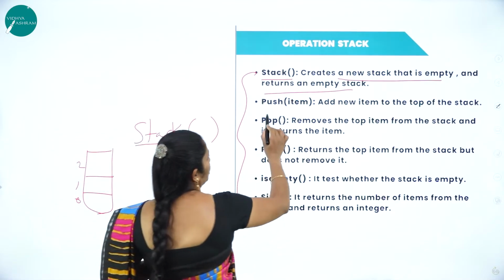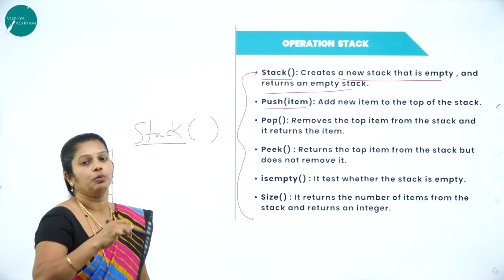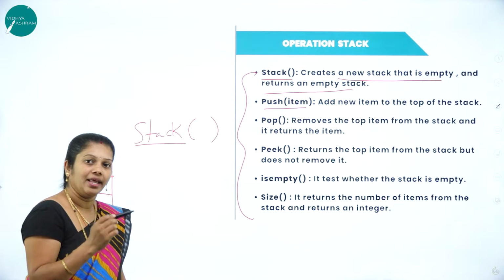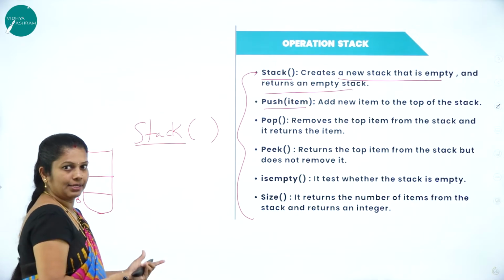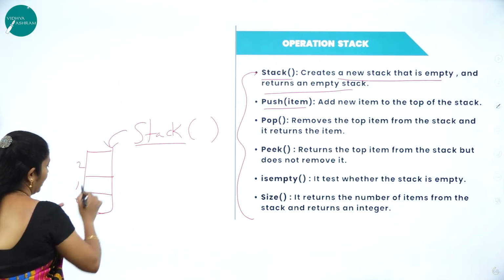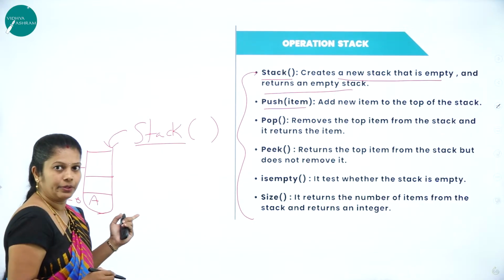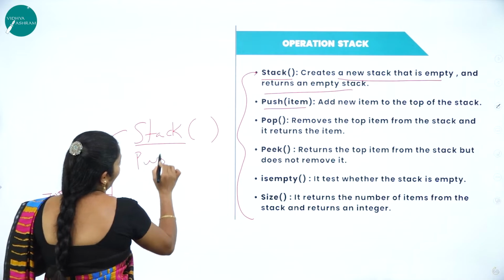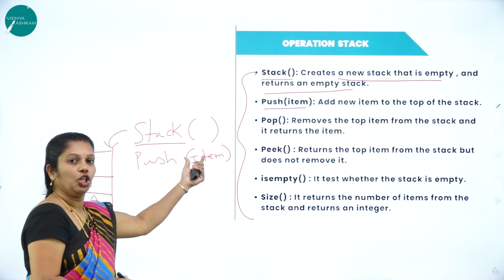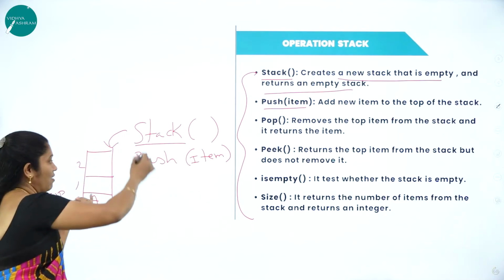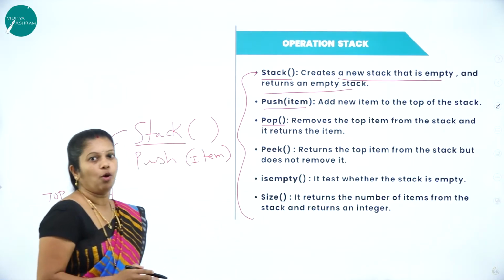And the next one, the push function. Inside the push, we have to mention the item. Which item are we pushing? Push is nothing but adding a new item to the top of the stack. Consider this is the empty stack. When I insert an element, it will be inserted at position 0. Now A is the item I insert. Here in push, inside the brackets, you compulsorily have to mention the item. It means the new item, that is A in this example, we are inserting at the top of the stack.